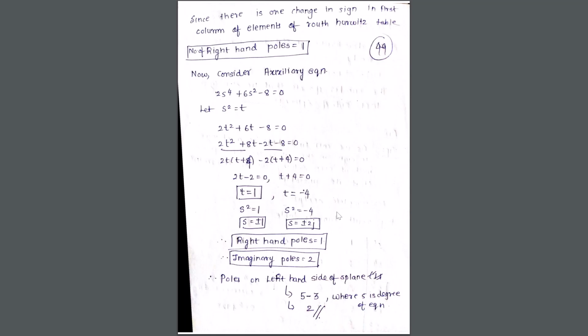So I can say the number of right hand poles is 1. The number of poles lying on the imaginary axis is 2, right? Plus or minus 2j. So they lie on the imaginary axis. Hence the number of left hand poles will be equal to 5.